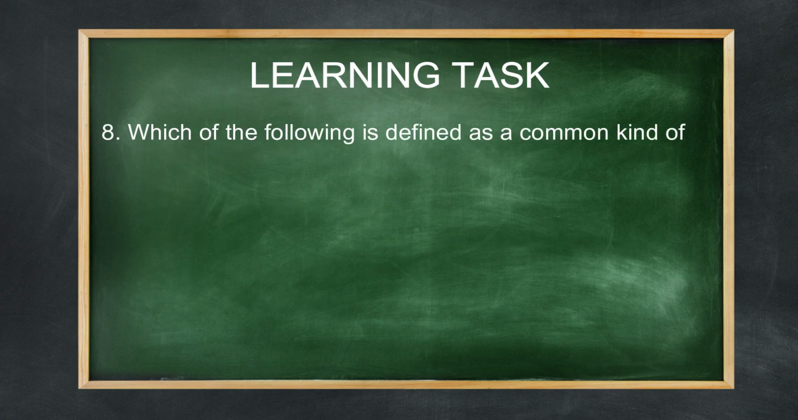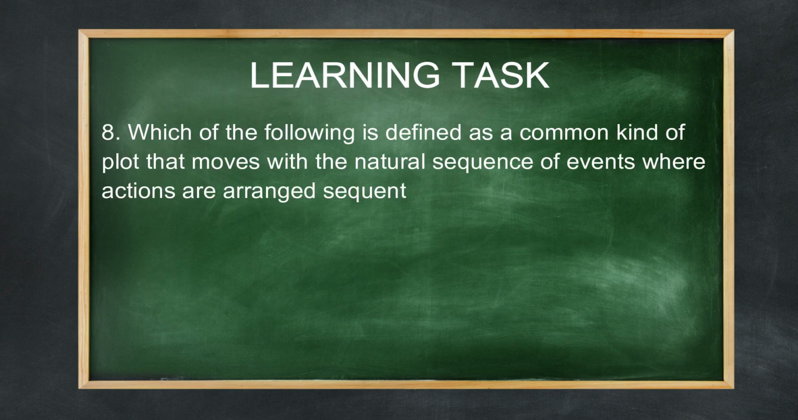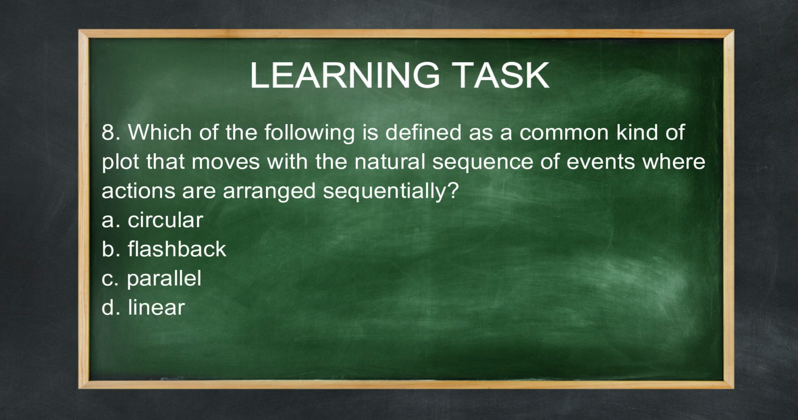8. Which of the following is defined as a common kind of plot that moves with the natural sequence of events where actions are arranged sequentially? A. Circular. B. Flashback. C. Parallel. D. Linear.